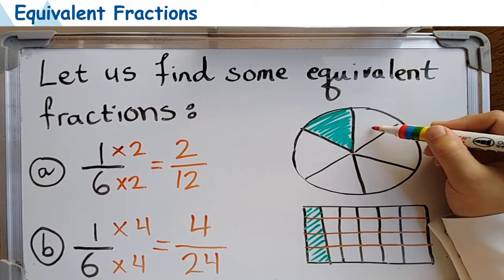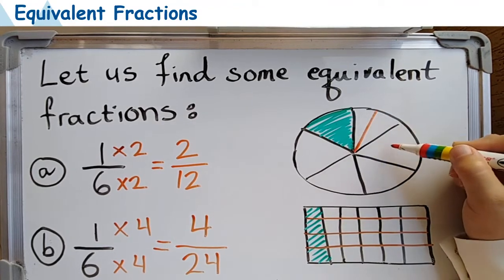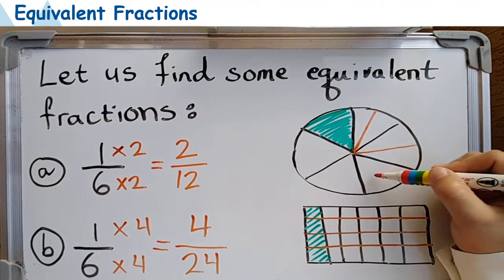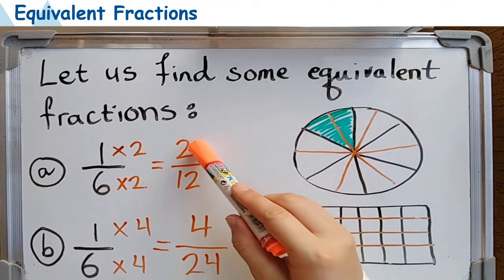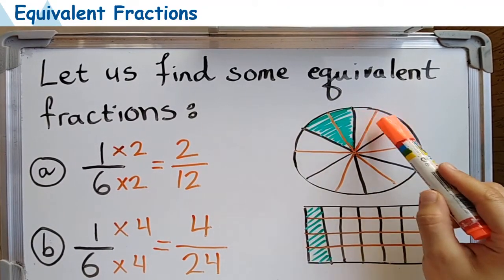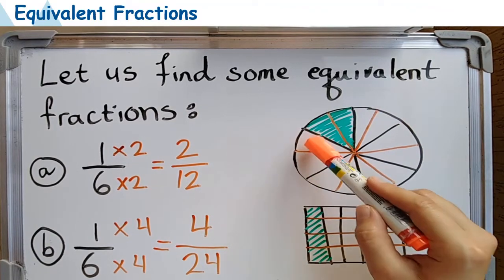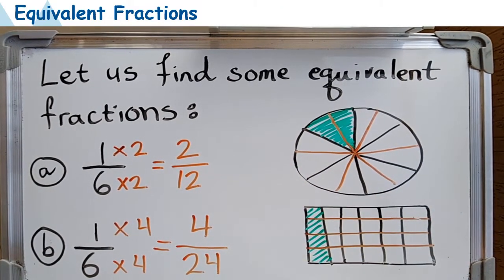And again, I'm going to partition each part into 2. How many shaded areas now? 1, 2, out of 1, 2, 3, 4, 5, 6, 7, 8, 9, 10, 11, 12. 2 out of 12.